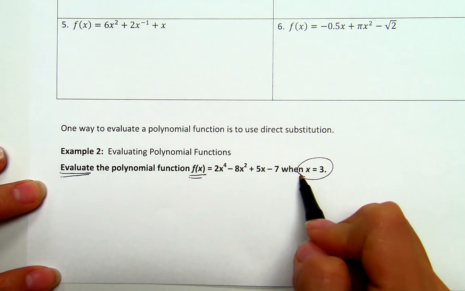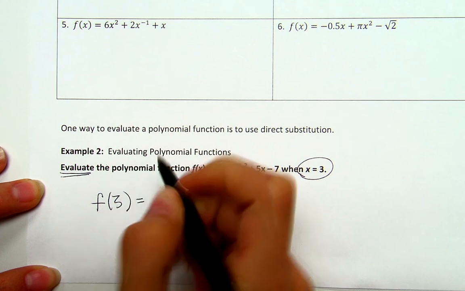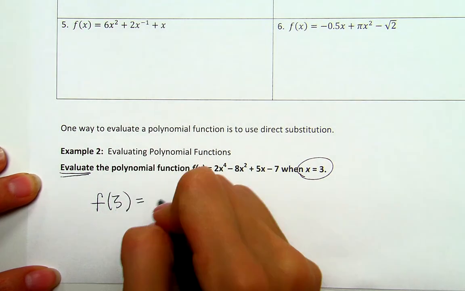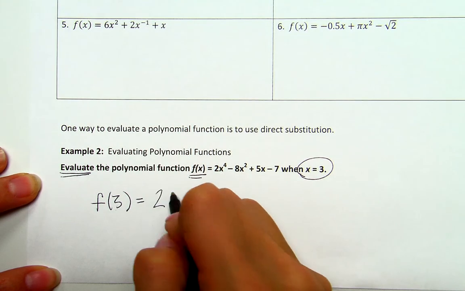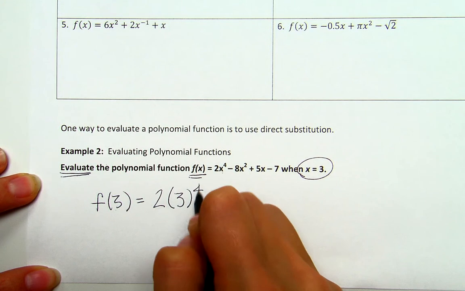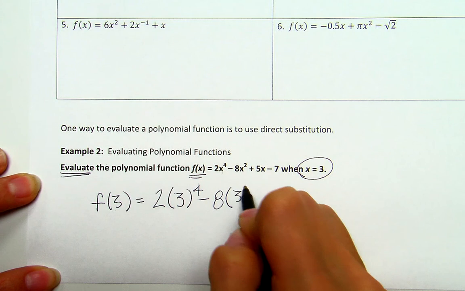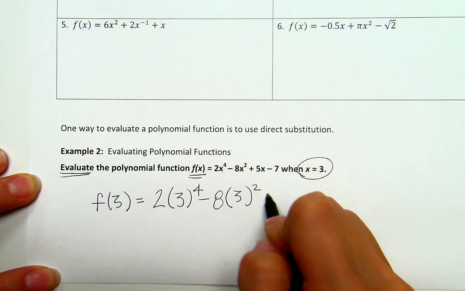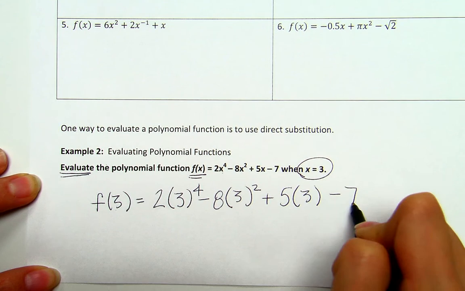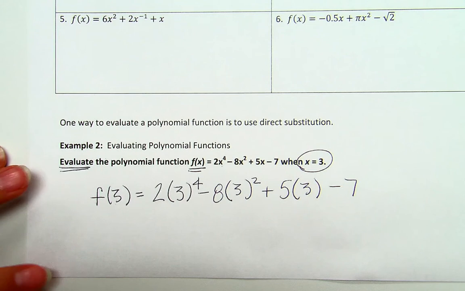Since x is equal to 3, I know my function when x is equal to 3, I'm going to write that as f of 3 is equal to 2, and instead of x to the 4th, I'm going to plug 3 in for x, minus 8x squared, so I'm going to plug 3 in for x here, squared, plus 5, plug in 3 for this x, minus 7.